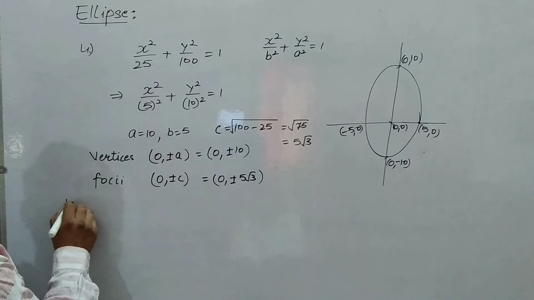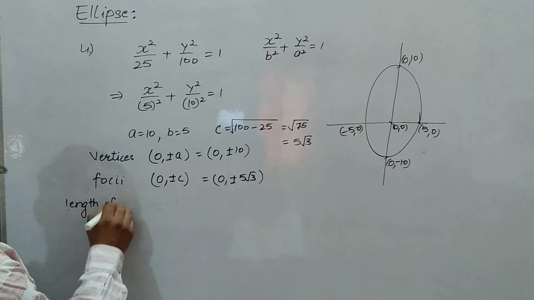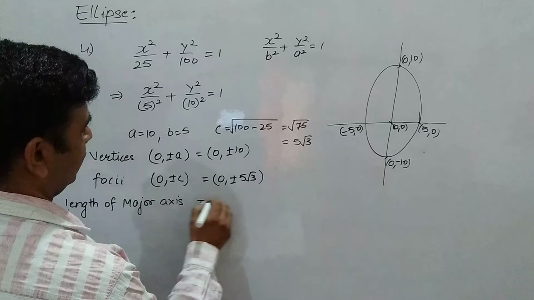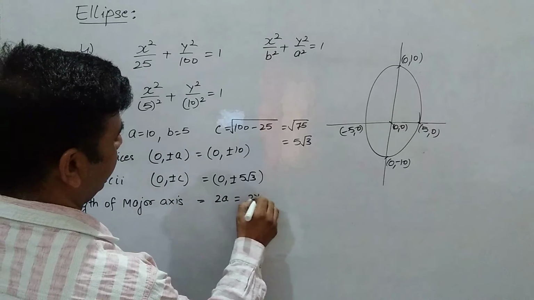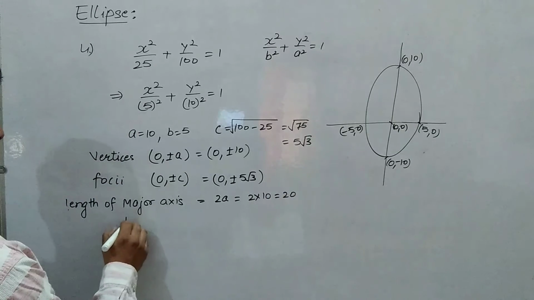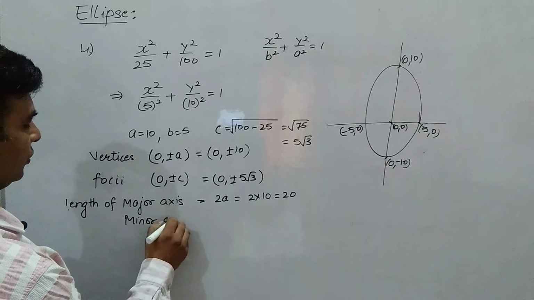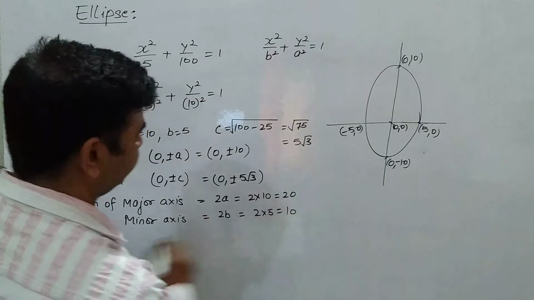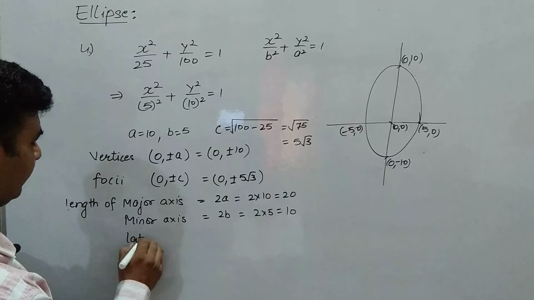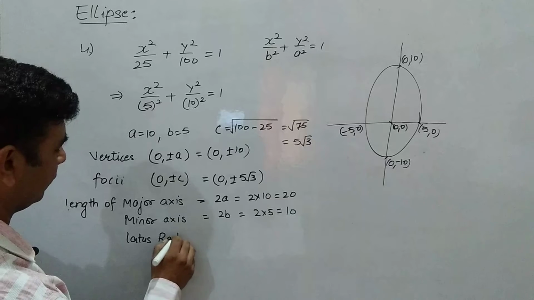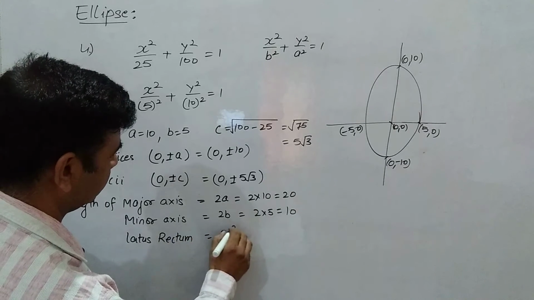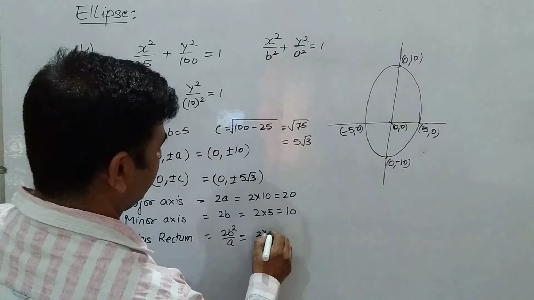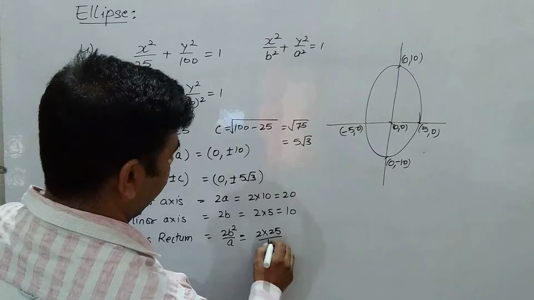Next is the length of the major axis, which is given by 2a, and this is 2 into 10, which is 20. Length of minor axis can be obtained through the formula 2b. So this is 2 into b, which is 5, equal to 10. Length of latus rectum can be obtained by the formula 2b square by a. So this is 2 into b square, which is 5 square, 25, upon a, which is 10.